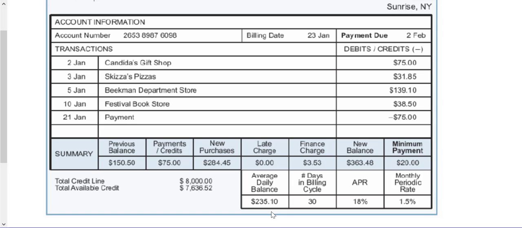On the bottom, it also lists your average daily balance, the number of days in the billing cycle, your annual percentage rate, and some statements will list the monthly periodic rate. So that would be the APR of 18% divided by 12 to give you the monthly amount. And it also lists what your total credit line is. That is how much you are allowed to borrow on that credit card. And then the total available credit is how much you haven't borrowed yet that's left that you can still use.